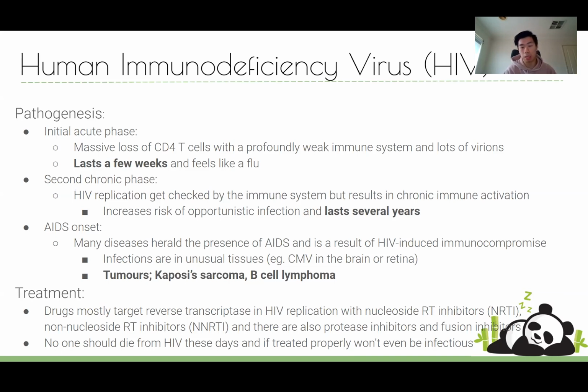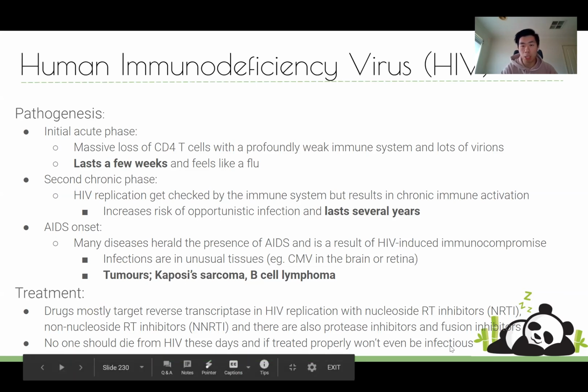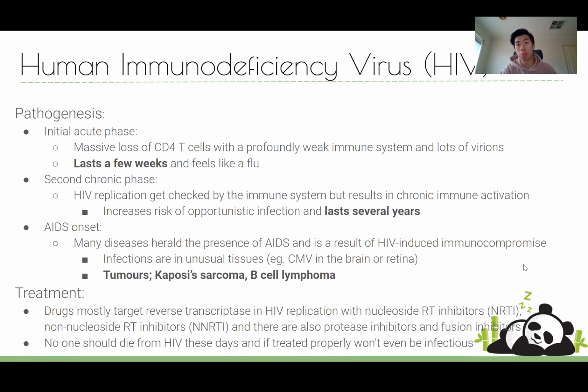So they target the reverse transcriptase in HIV through nucleoside reverse transcriptase inhibitors and non-nucleoside reverse transcriptase inhibitors. Basically, they are either a competitive or non-competitive inhibitor, the same target, basically. And there are also protease and fusion inhibitors, which are targeting different aspects of the treatment. You can get a triple therapy and a dual therapy, but that's not important for you guys. Importantly, no one should really die from HIV these days, especially in Australia and realistically worldwide, I guess. And if you treat it properly, they won't even be infectious. So that's an important facet there.